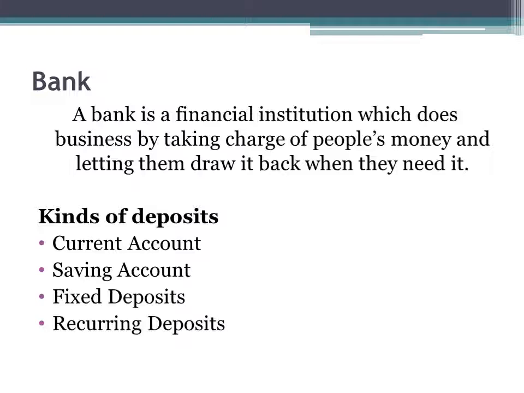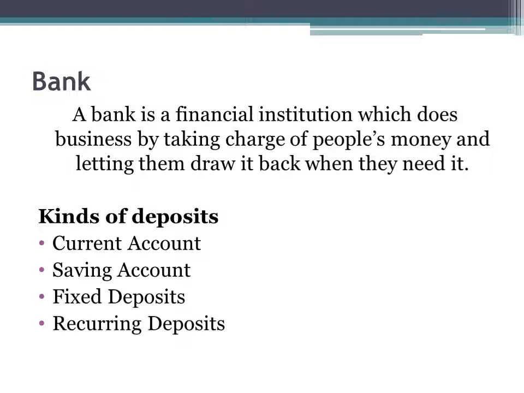Everybody has been to a bank. Here, what a bank mainly does is help in protecting the money of the public. It lends money when they are in need, and it also saves the money deposited by the public. So it does business by taking charge of people's money and letting them draw it back when they need it. Usually you can deposit your own money. At times, they also lend you loans when required, which in turn can be returned to the bank in the form of installments.